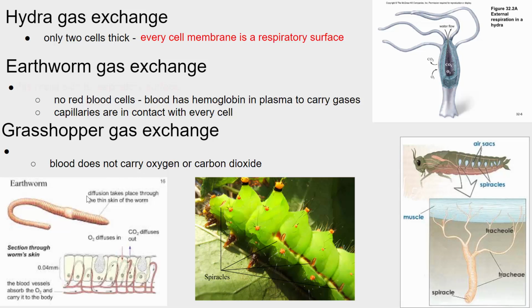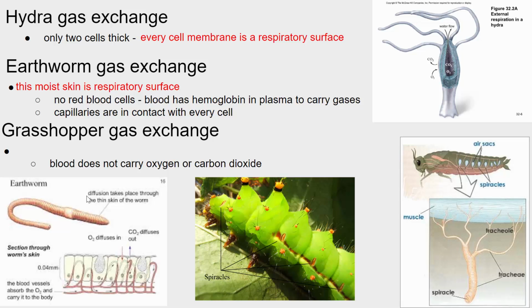Earthworms have a thin, moist skin, similar in some ways to amphibians, like a frog. And their skin can actually act as a respiratory surface for the exchange of oxygen and the release of carbon dioxide. An interesting fact is that earthworms don't actually have red blood cells. Instead, their blood itself, the liquid portion of the blood, the plasma, has hemoglobin in it, and that can carry oxygen.